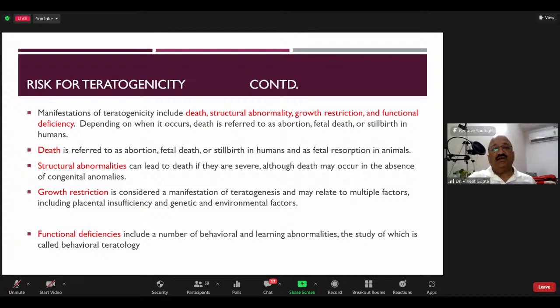Manifestations of teratogenicity include death, structural abnormality, growth restriction, and functional deficiency. Death is referred to as abortion, fetal death, or stillbirth in humans, and as fetal resorption in animals. Structural abnormalities can lead to death if they are severe, although death may occur in the absence of congenital anomalies. Growth restriction is considered a manifestation of teratogenesis and may relate to multiple factors, including placental insufficiency and genetic and environmental factors. Functional deficiency includes a number of behavioral and learning abnormalities, the study of which is called behavioral teratology.